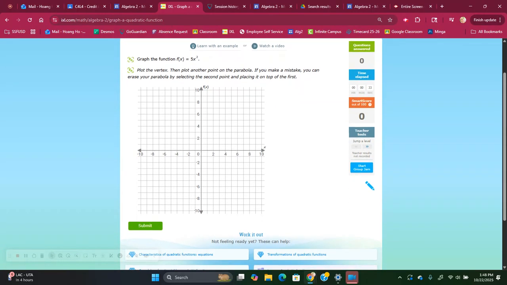Okay, so first we need to know the vertex form. So let's write out the vertex form. Vertex form: y equals a times (x subtract h) squared plus k. I want to do the colors. You can see this is the h, this is the k, okay? And you can notice the negative sign had to be there, okay?